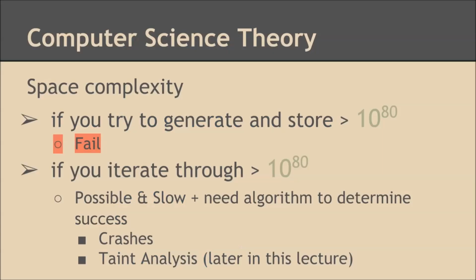If you try to iterate through 10 to the 80, however, it will be possible as long as you're discarding the test cases once you've tested them. It's just going to be slow. It may be parallelizable, which is good. And you're going to have an algorithm to determine success.